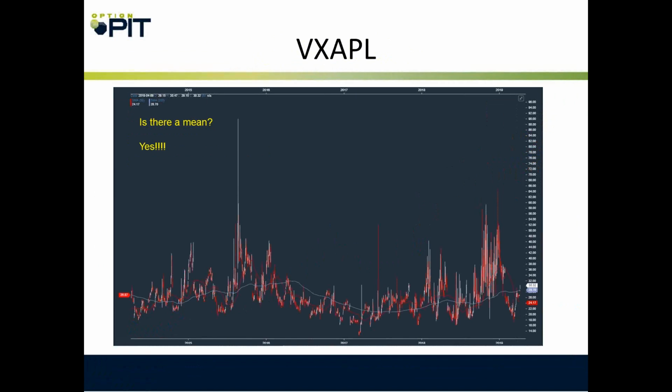Now this is the VIX of Apple. So without getting too deep, this is a measure of implied volatility of Apple. So what do you notice here? Well, that 200-day moving average does not have the same ups and downs. It actually looks relatively flat. It doesn't move around very much. It is volatility. It is reverting to its mean.